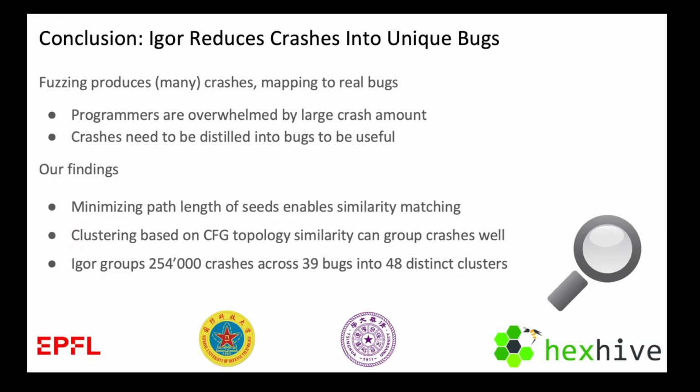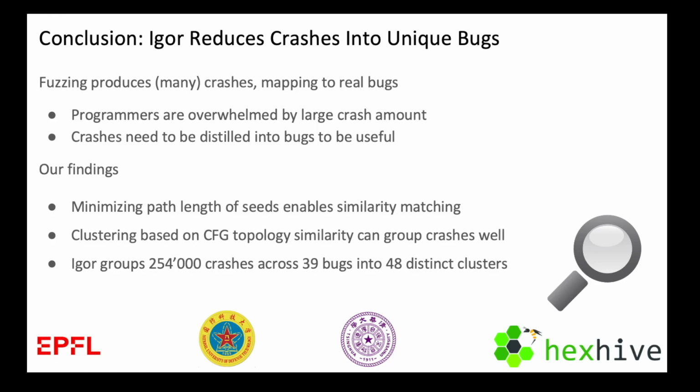Finally, let's conclude. Fuzzing is indeed very fast in discovering crashes, but the resulting large number of crashes makes it challenging for security analysts to analyze them individually. Therefore, before handing over these crashes to the developer, we should first group them and clarify the number of bugs behind the crashes, so that these crashes become more valuable for the developer. Our findings are as follows.